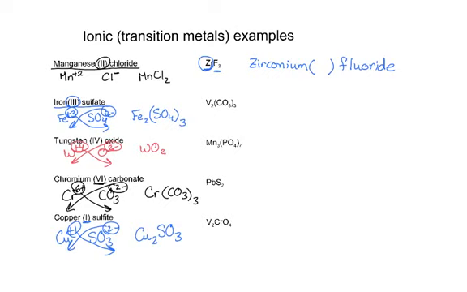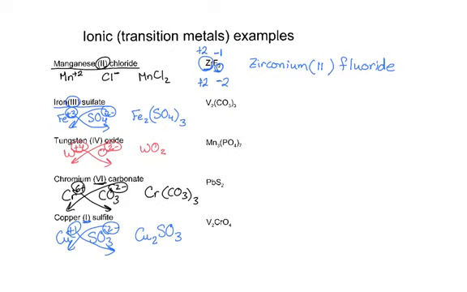Now, how would I know the charge of the metal? Well, you know the charge of fluoride is -1 each. There's 2 of them, so the total negative charge is -2. For the compound to be neutral, the total positive charge has to be +2. I only have 1 zirconium, so it has to be +2, so it's zirconium 2 fluoride.